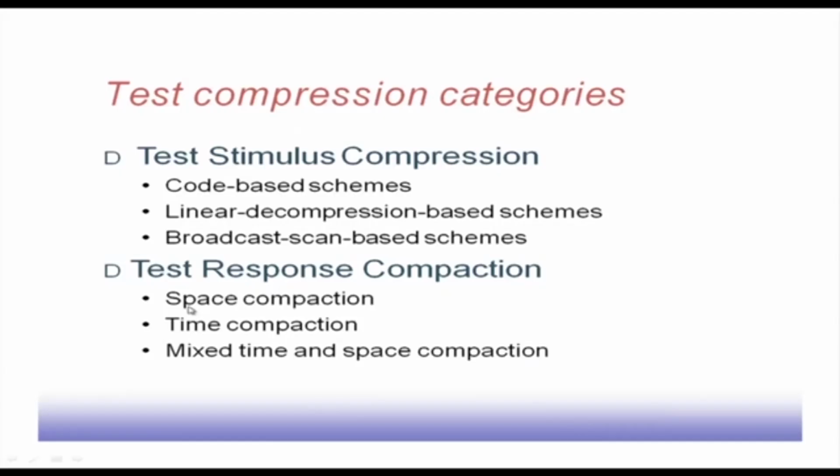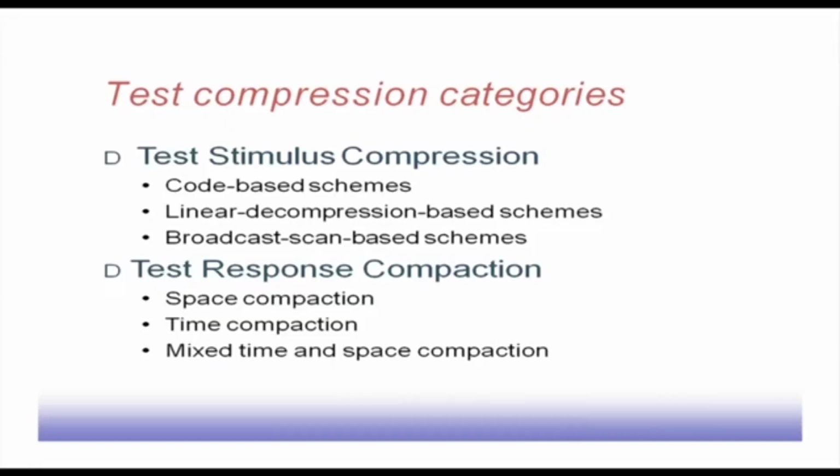So, we have response compaction. It has space compaction. Space compaction will try to reduce the number of outputs. Like if a circuit has 100 outputs, maybe we pass it through a space compactor that will reduce the number of outputs to less, say 10 or 20. Similarly, we have time compaction. So, time compaction will reduce the data so we do not store the response for all the 10,000 patterns. We look into a smaller number of instances. And then we have mixed time and space compaction, which is a combination of these two.